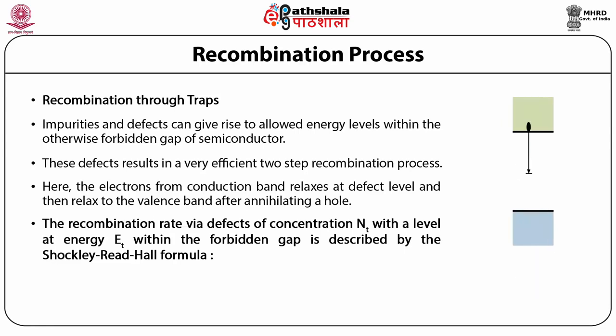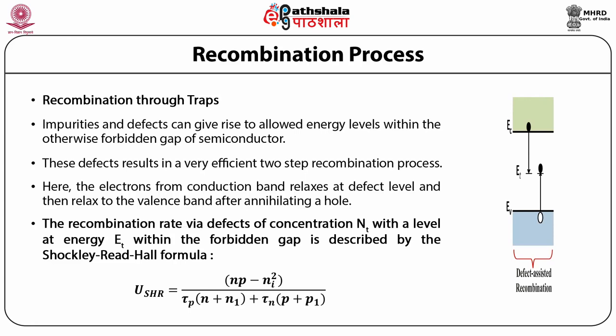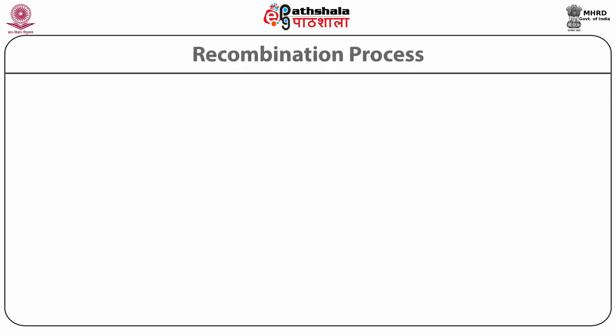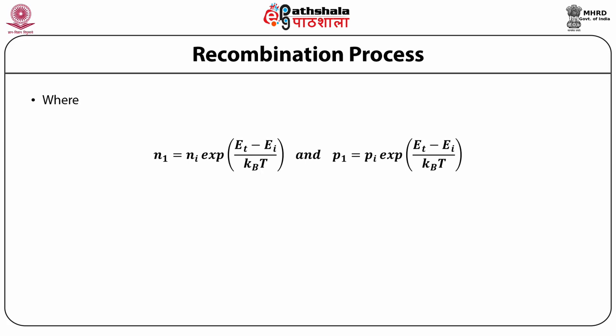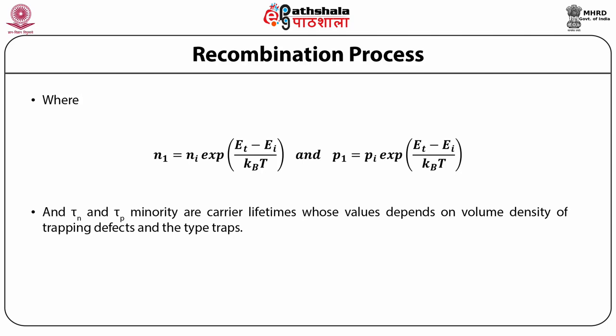the Shockley-Read-Hall formula, which is given as U_SRH is equal to (np minus ni square), the whole divided by tau p multiplied by (n plus n1) plus tau n multiplied by (p plus p1), where n1 is equal to ni exponential (Et minus Ei) by kT, and p1 is equal to ni exponential (Ei minus Et) by kT. And tau n and tau p are the minority carrier lifetimes, whose values depend on the volume density of the trapping defects and the type of traps.